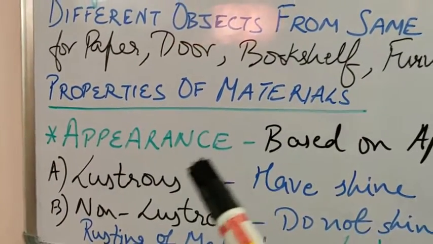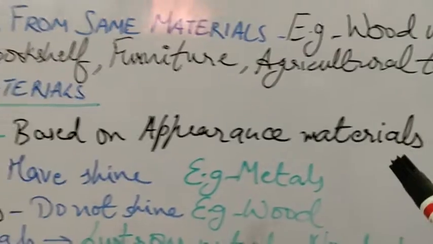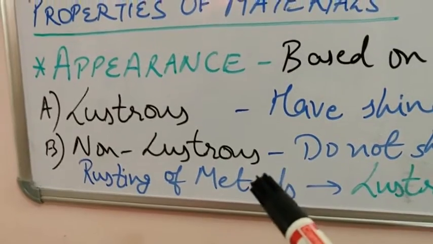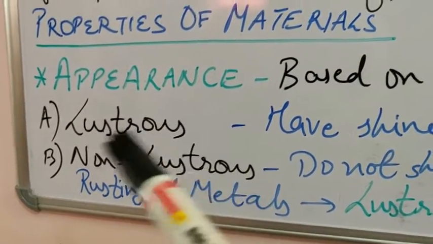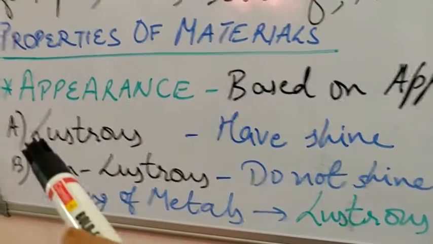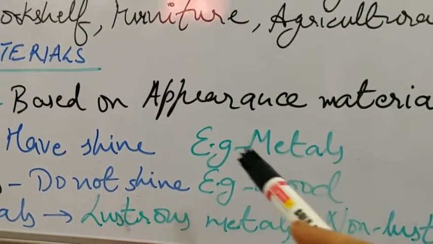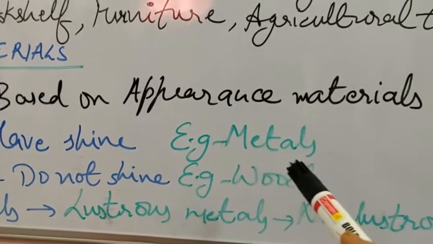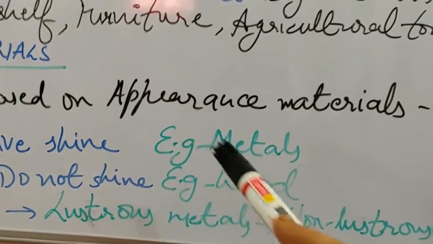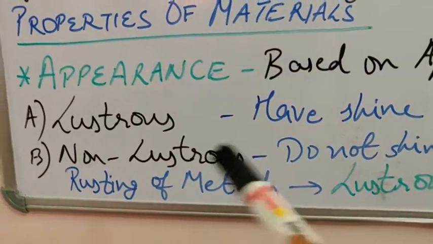Now let's understand appearance. Based on appearance, materials are classified as lustrous and non-lustrous. Okay, so first you understand what luster is. Luster means shine. Objects which have shine are said to be lustrous. A good example is metals. Metallic objects have luster or shine. Glass similarly has luster. Glass, particularly the mirror which we use for seeing our face, has luster or shine.